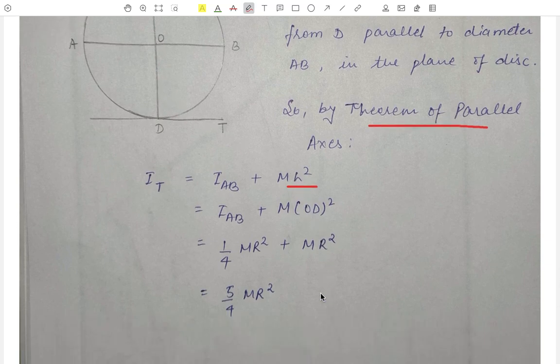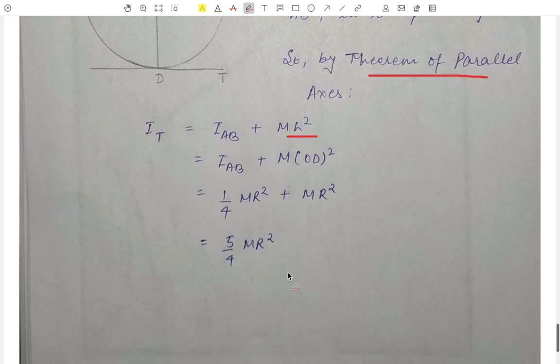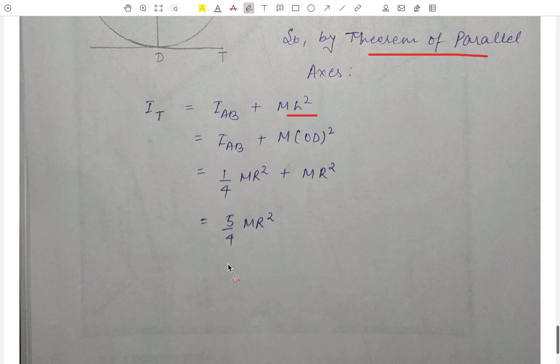Therefore, using all these values, IDT is equal to 1 upon 4 mr square plus m into r square. Upon calculation, we will get the moment of inertia of the disk about any of its tangents in the plane of the disk equal to 5 upon 4 mr square. This is the required moment of inertia.